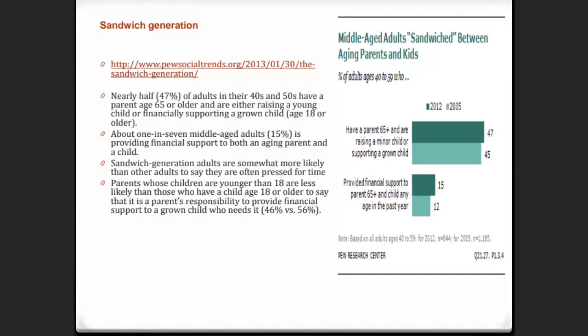Parents whose children are younger than 18 are less likely than those who have a child aged 18 or older to say that it is a parent's responsibility to provide financial support to a grown child who needs it. 46% versus 56%. So these are just statistics also.